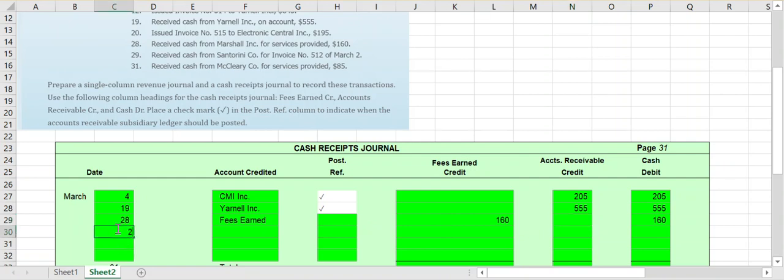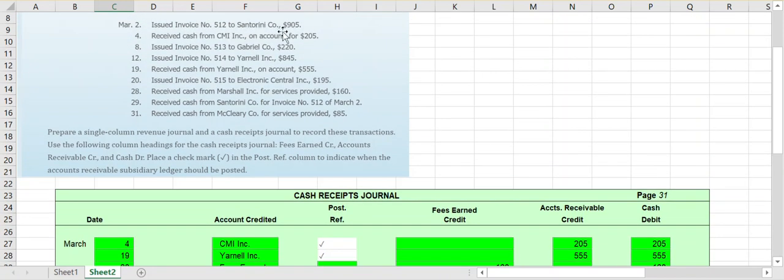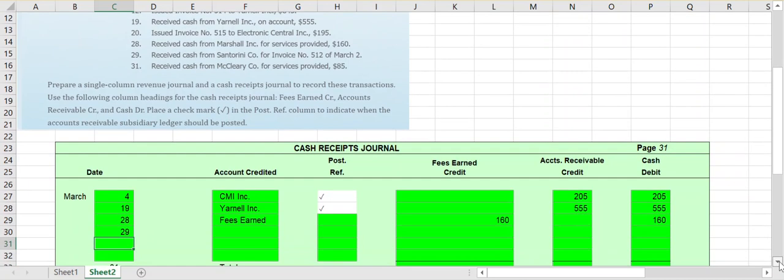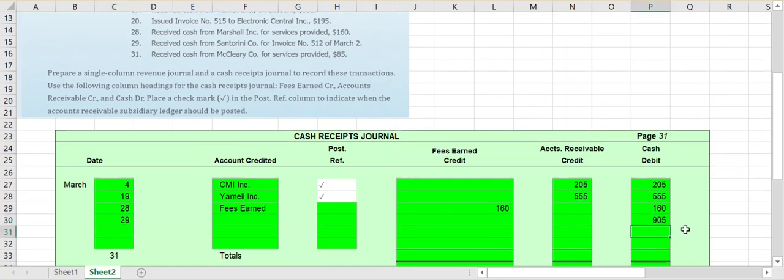On the 29th, it says we received cash from Santorini Company for invoice number 512 of March 2nd. So we're receiving cash. If we look back here from March 2nd, they said they're paying off the invoice number 512, and that invoice number was for $905. So that means that we are receiving $905. And why are we receiving that money? Santorini is paying off their invoice, and an invoice is a bill that they sent because they owed it to us, so they're paying off their accounts receivable. Whose accounts receivable is being paid off? Santorini. Does this transaction affect accounts receivable or accounts payable? Yes, it does. It affects accounts receivable, so we would have to post it to our accounts receivable subsidiary ledger.